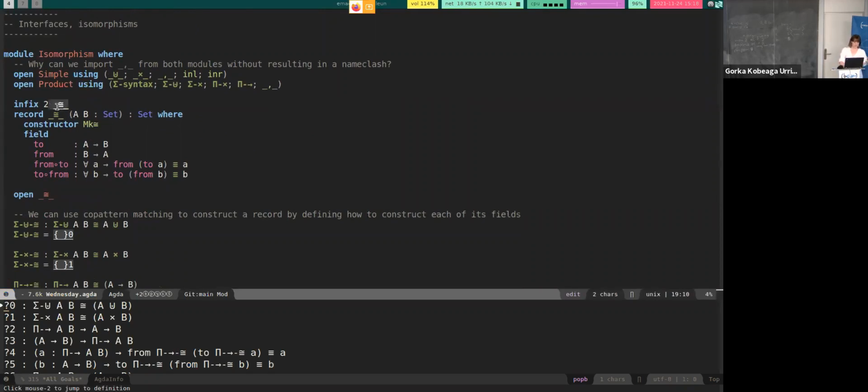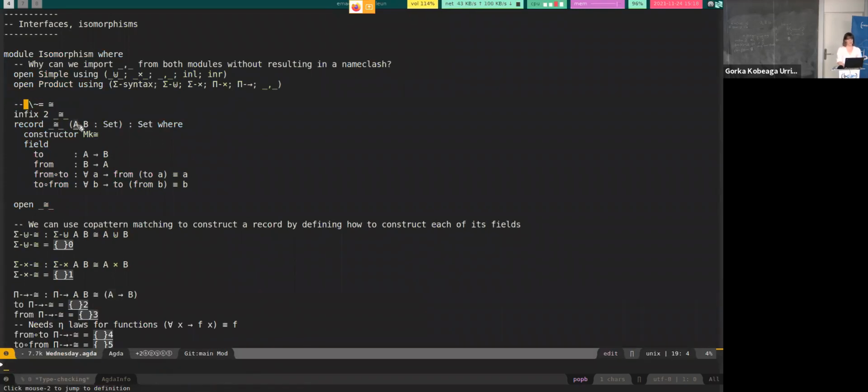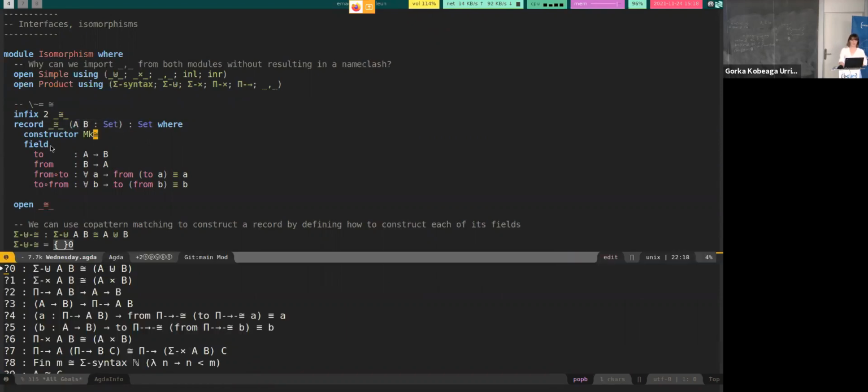So I use this little type here to denote an isomorphism between two types. It's written like this. It takes two types, A and B, and it's a record. It has 4 fields. One is a function that converts from A to B. The other is a function that converts from B to A. And then we show that they are inverses of one another.